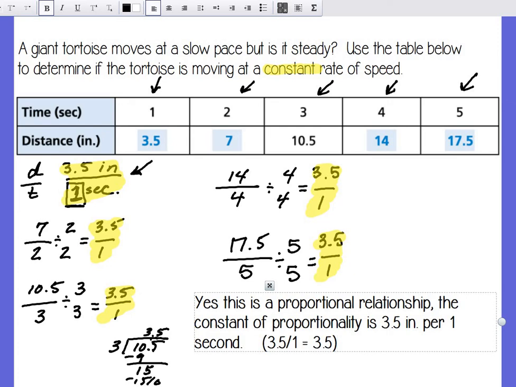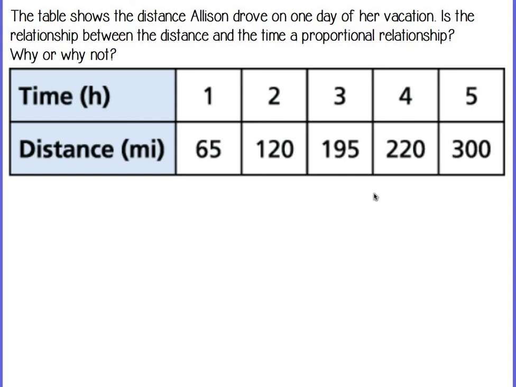All right, so let's take a look at the next page. We are going to take a look at this table that has the distances that Allison drove on one day of her vacation. And we're going to determine if the relationship between the distance and the time is proportional or not. So you can always try this problem on your own and come back and check your work to see how you're doing. Otherwise, you can continue to work with me.